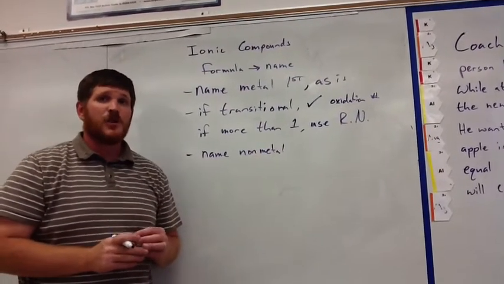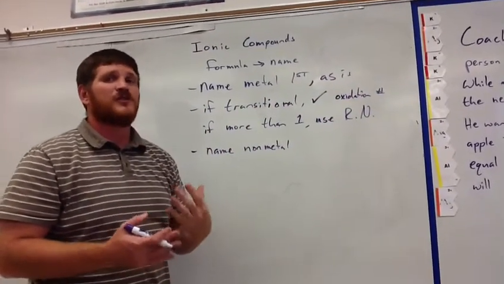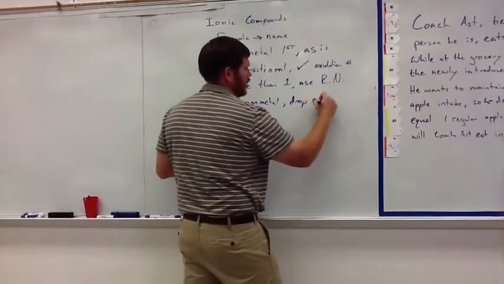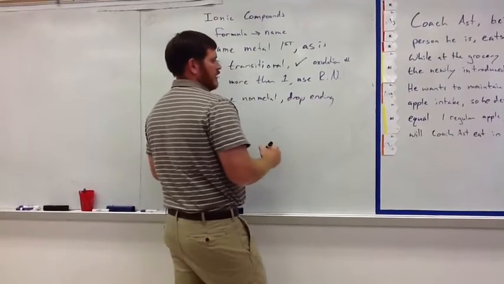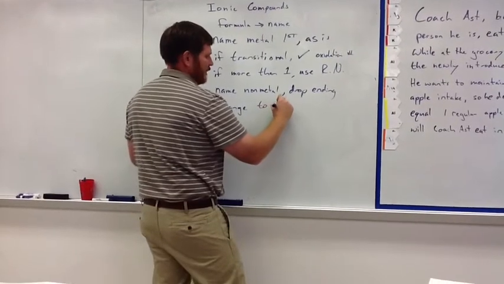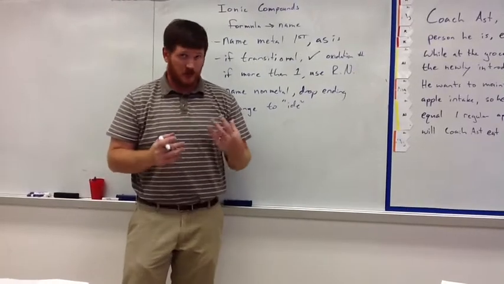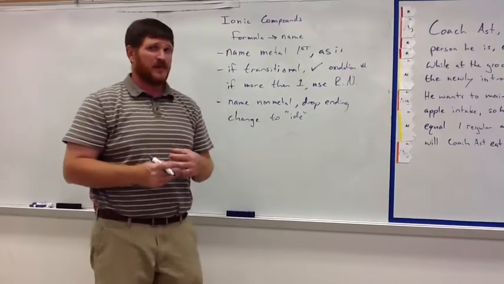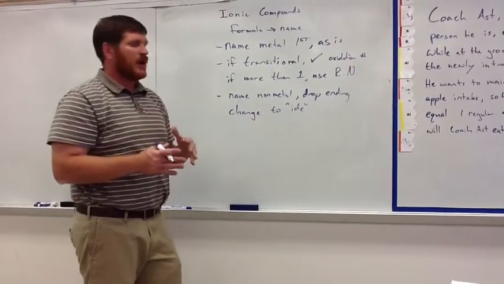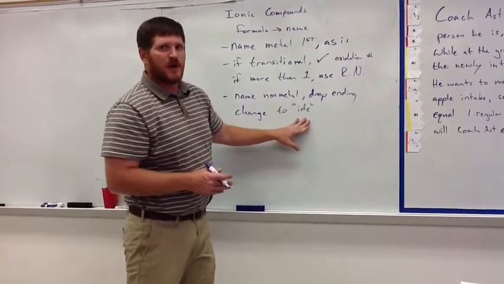With the nonmetals though, we have an extra rule. Up here we name the metal as is. Here we can't name them as is. We have to do something to it, and that is drop the ending and change it to IDE. Oxygen becomes oxide. Chlorine becomes chloride. Fluorine becomes fluoride. You get the picture. We're going to see lots of ides here. It's going to be fun. With the number of practice problems we're going to be doing, you won't have a problem figuring that out.